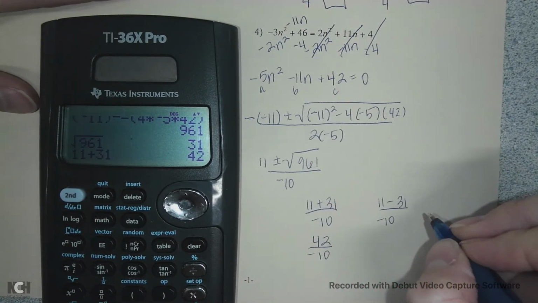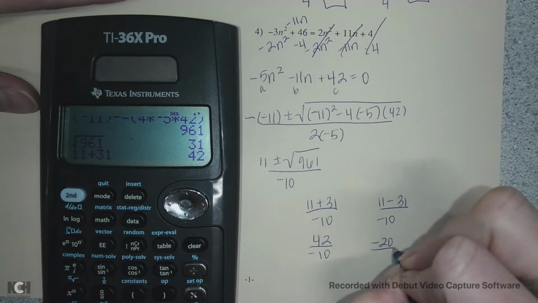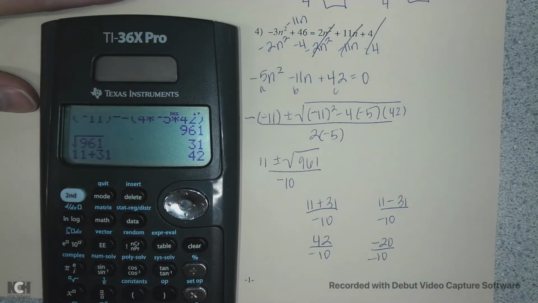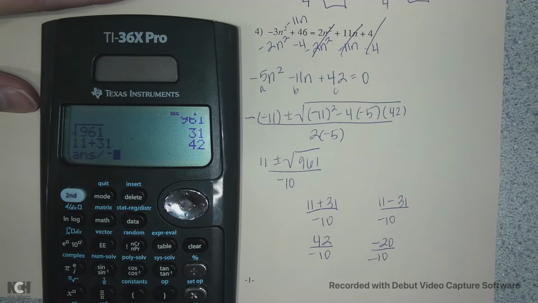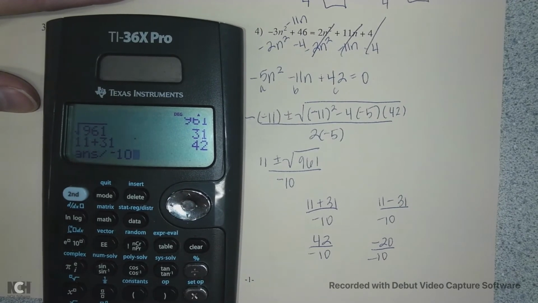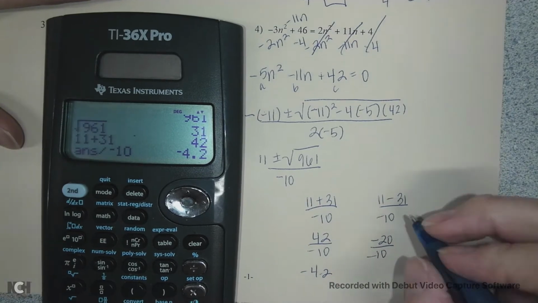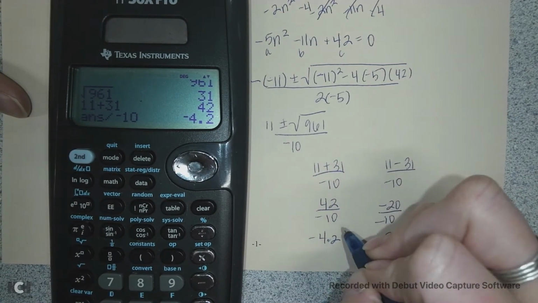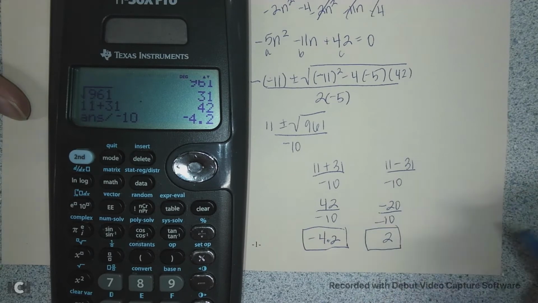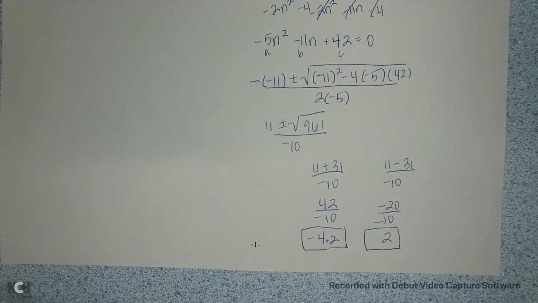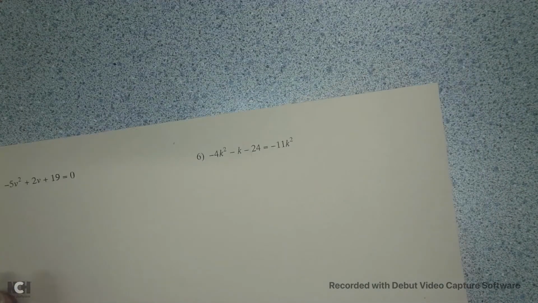And 11 minus 31 is negative 20 over negative 10. Then divide. 42 divided by negative 10, oh no, is negative 4.2. And negative 20 divided by negative 10 is 2. So these are your two answers. Okay, so now we're going to keep going.